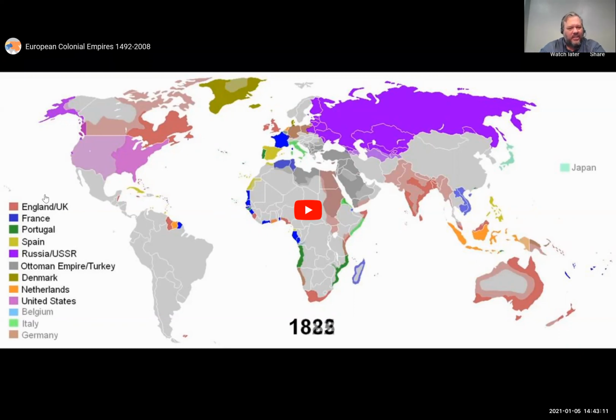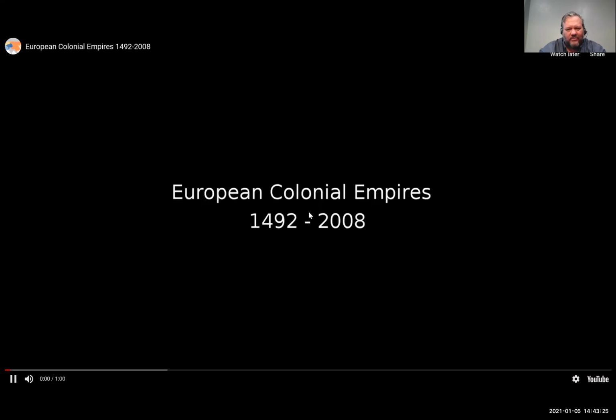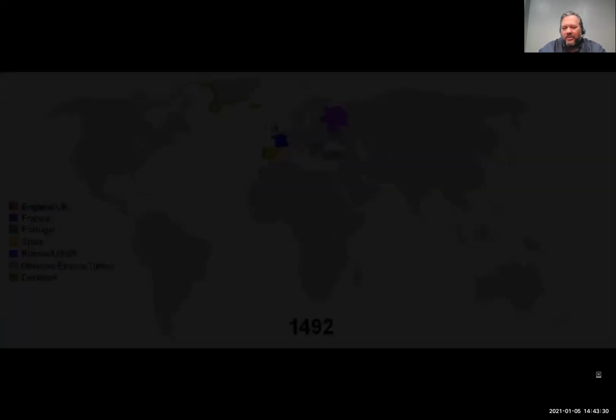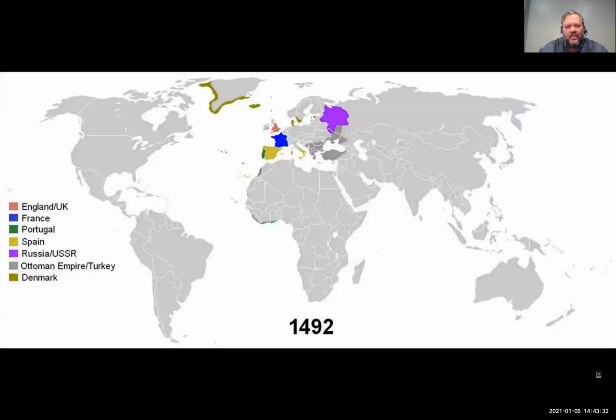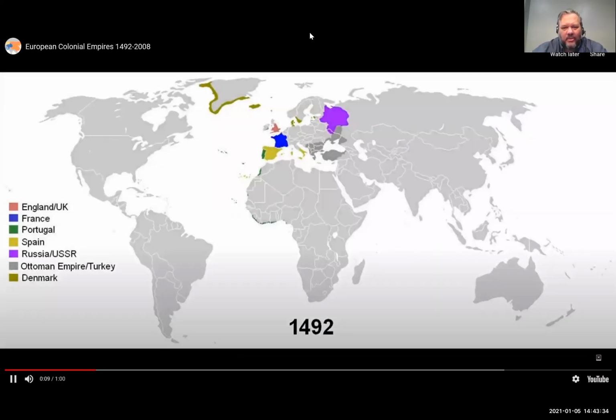This is a time frame of colonization starting in 1492. You can see the different countries that are colonizing. I just wanted to give you a sense. We're going to see colonization over here in the 1500s and 1600s, and then at some point you're going to see it flip over into Africa and Asia. Let me play this; it's only a minute long. It's got the dramatic music. We've got the European powers.